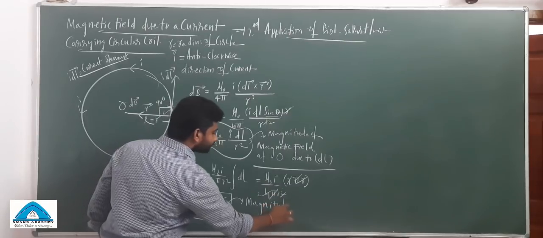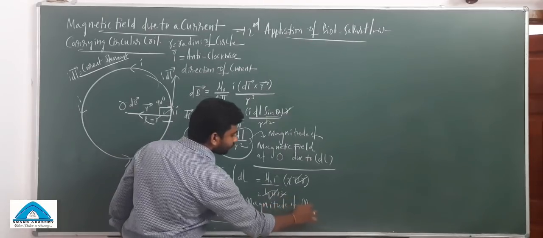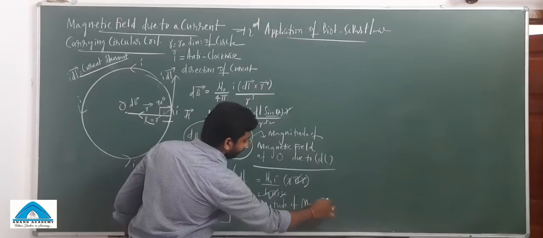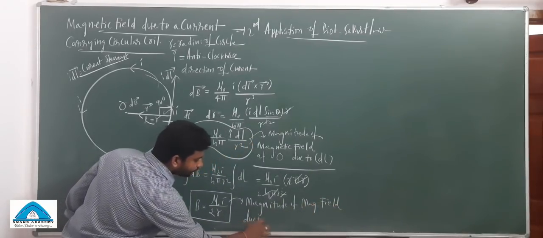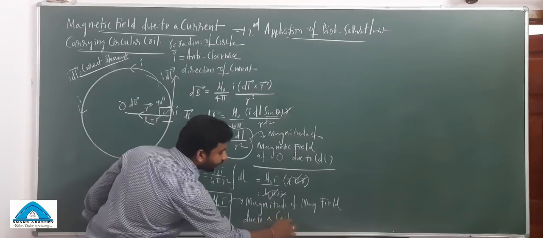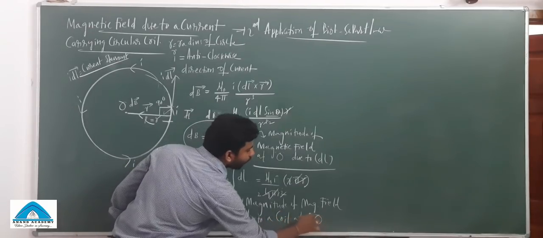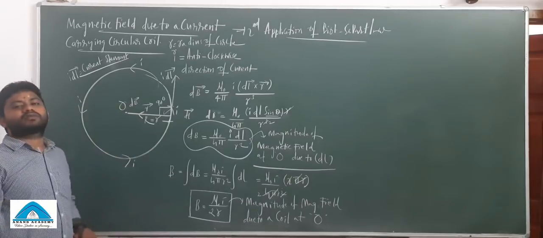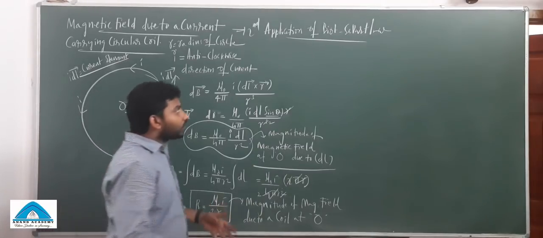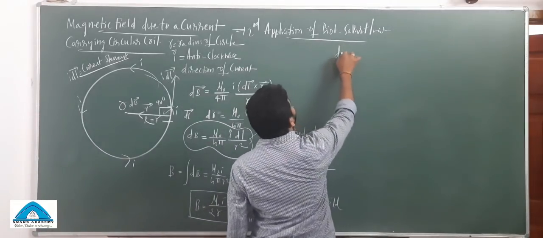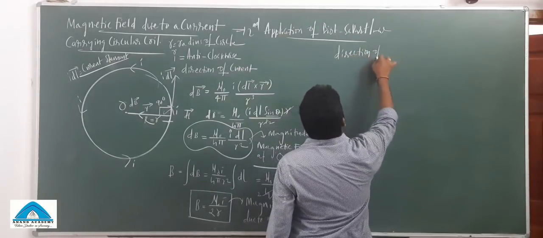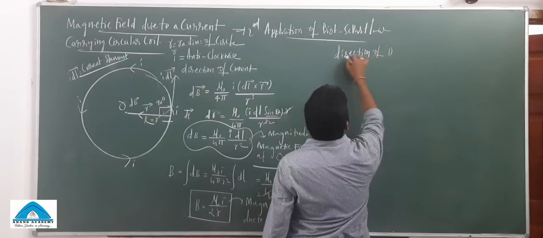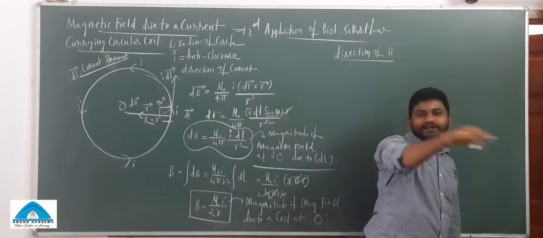So this is the magnitude of the magnetic field due to a coil at O. O is what? The center of the circular coil, right? So let us concentrate on the direction. This is the most important point. Let's concentrate on the direction of the magnetic field at the center only.